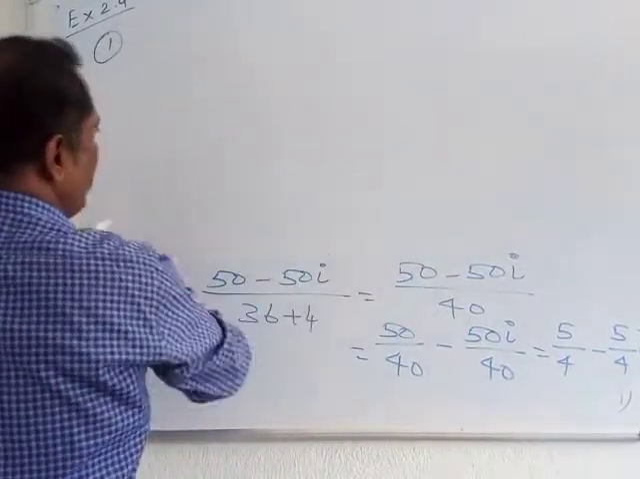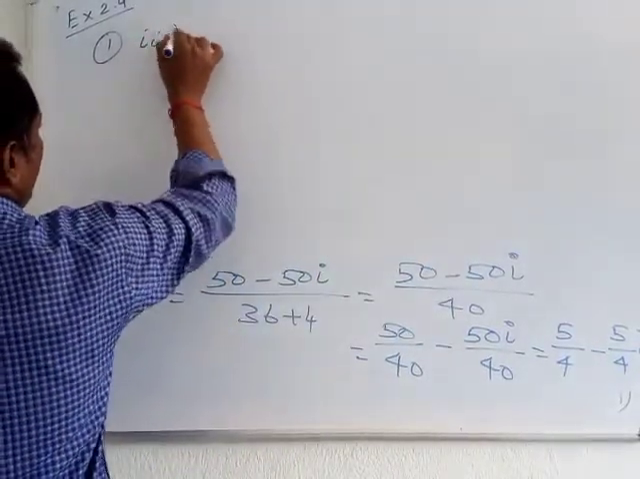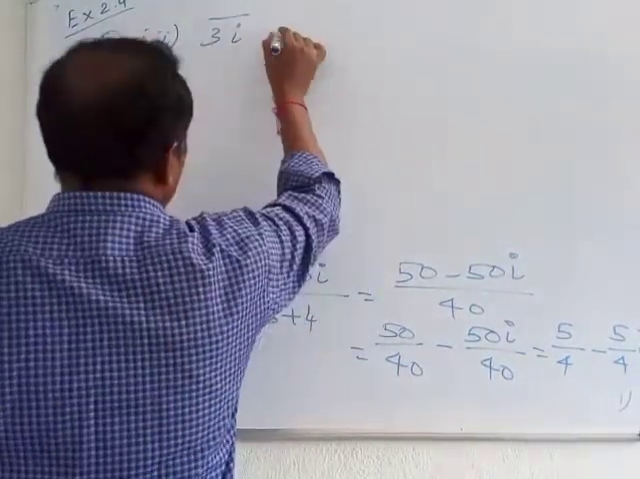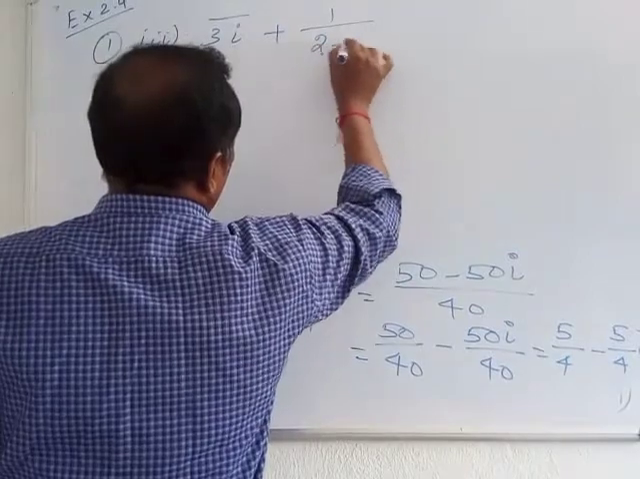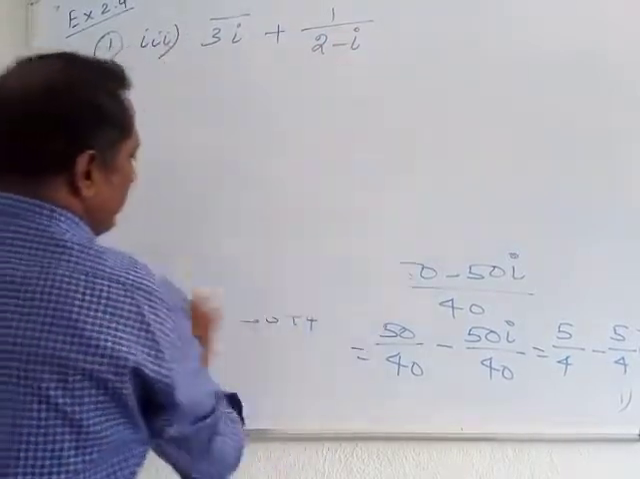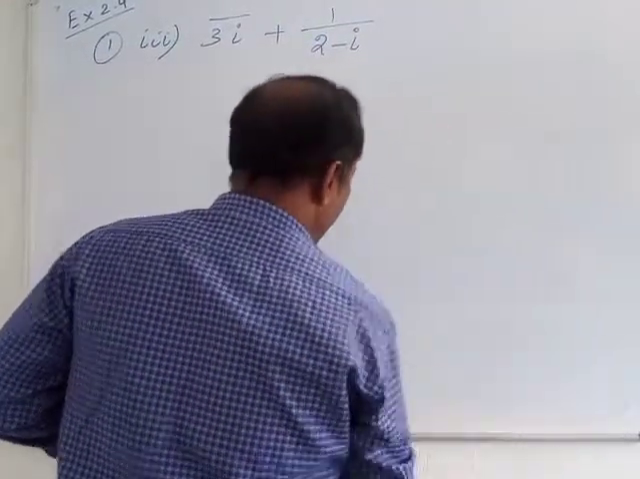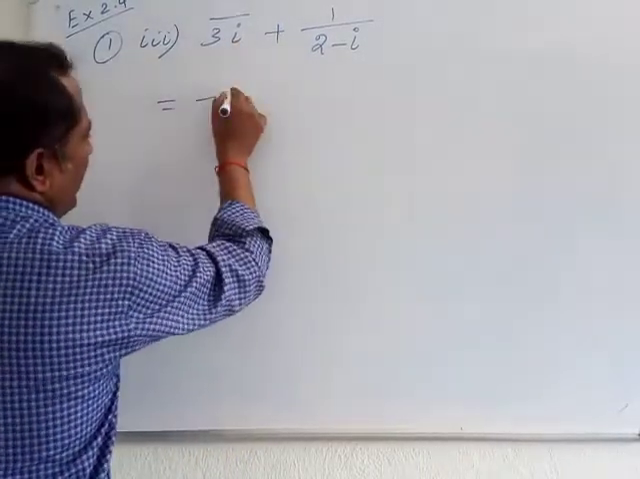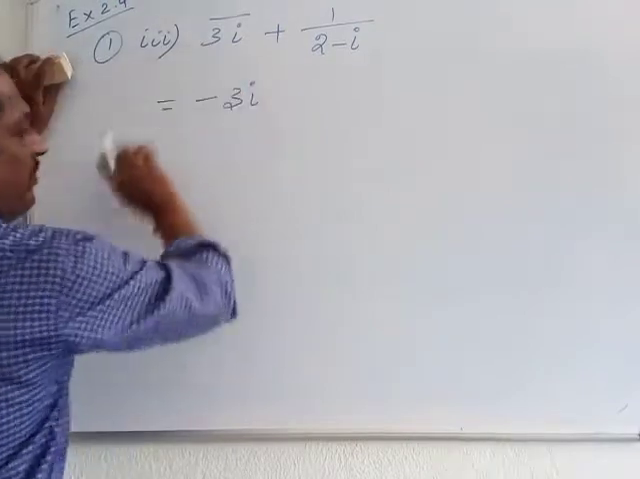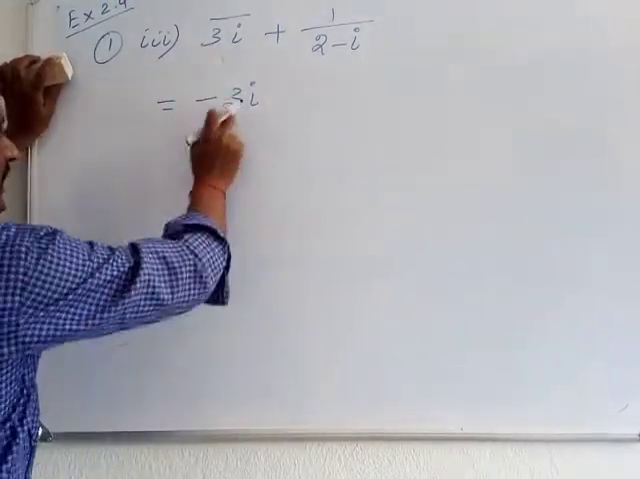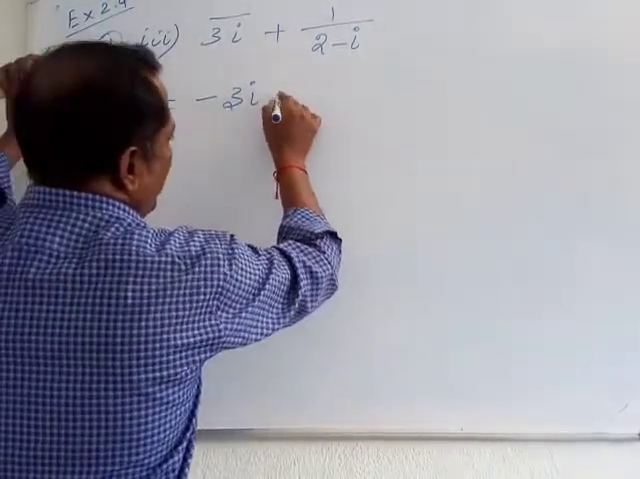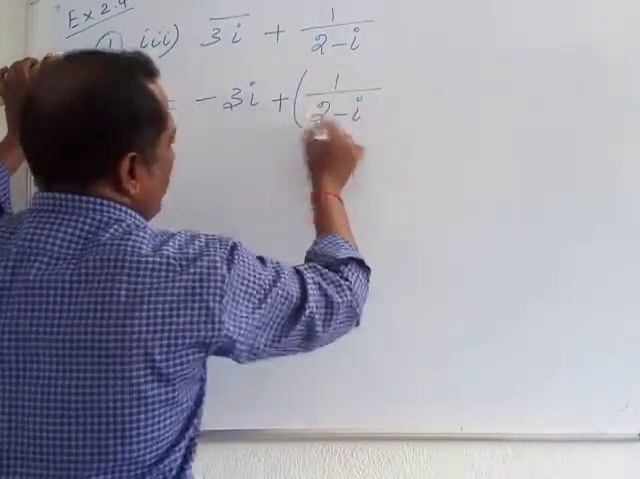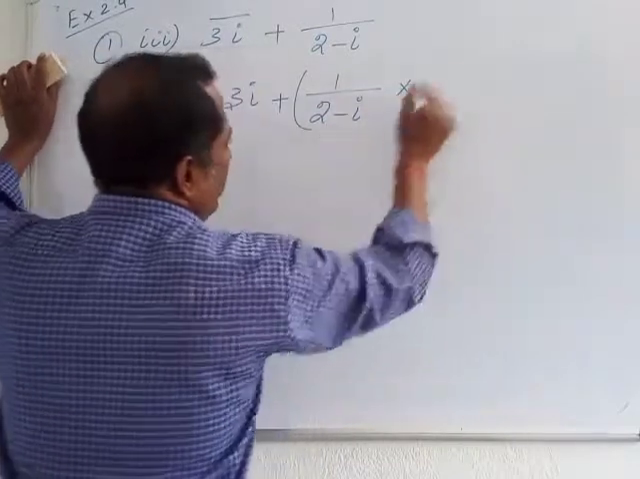And then go to the third division. Third division is the bar of 3i, plus 1 divided by 2 minus i. So the bar of 3i means minus 3i. The i term is given, so we have to change the sign of this term only. And next the denominator is given. What is the conjugate? The conjugate of this one is 2 plus i.